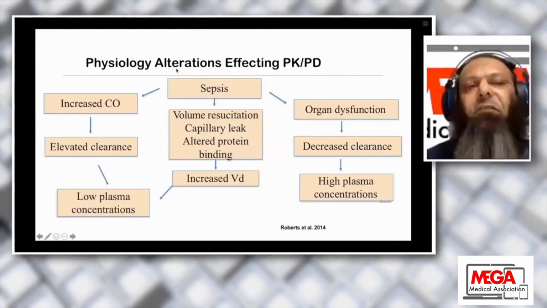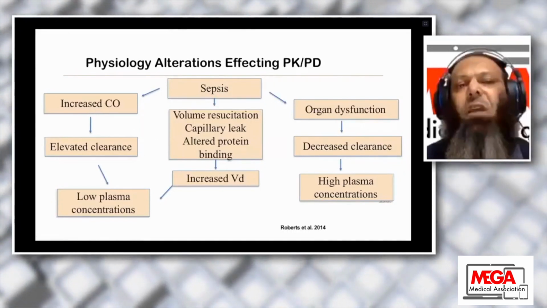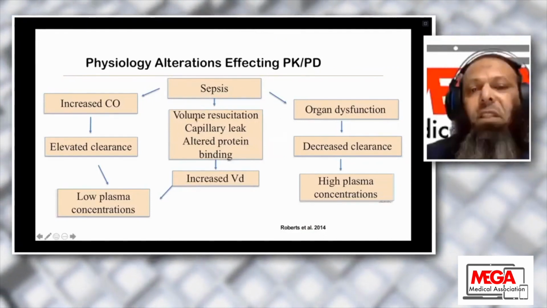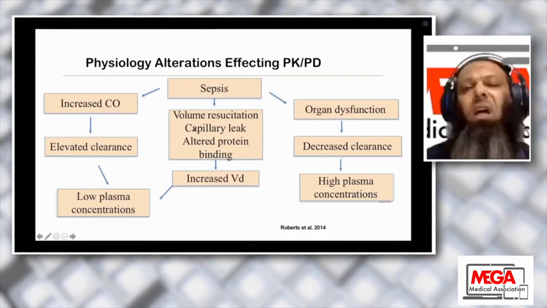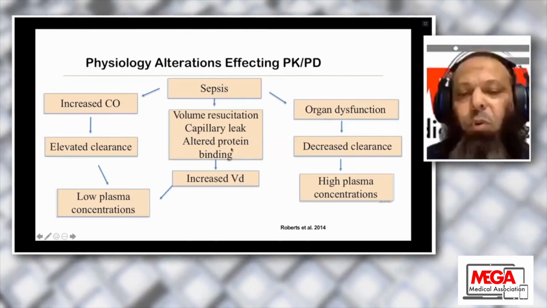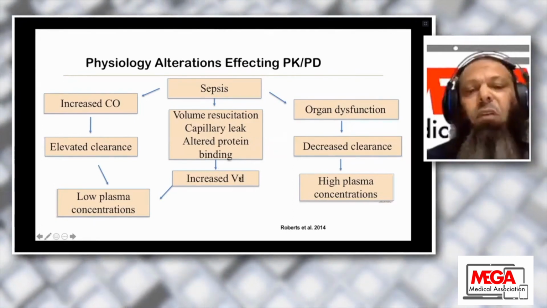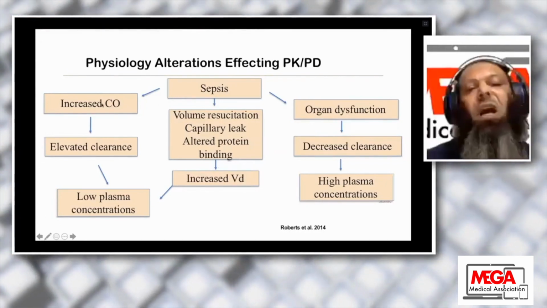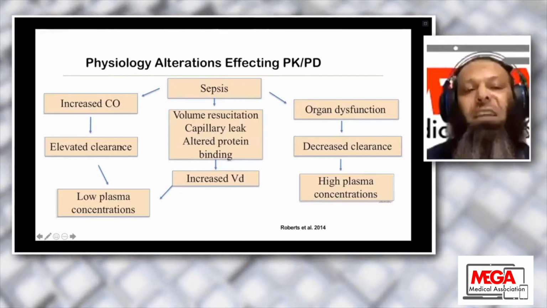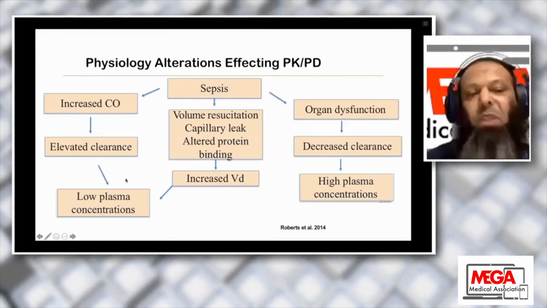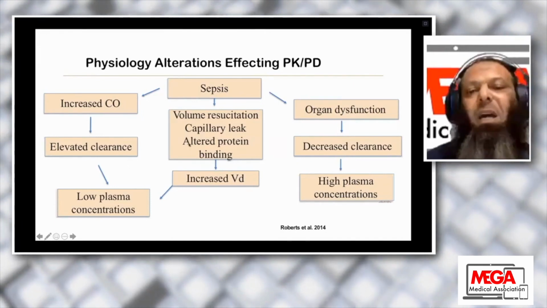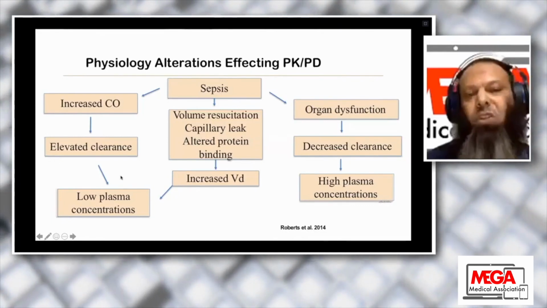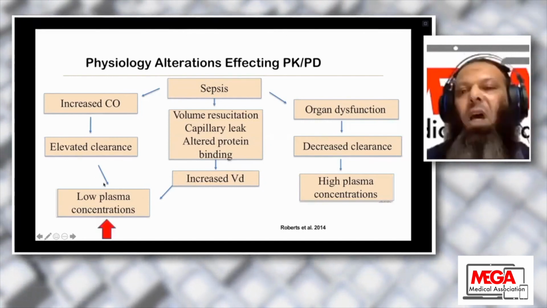Those are usually the physiologic alterations that affect the pharmacokinetics and pharmacodynamics of antibiotics in sepsis. In sepsis, the volume of resuscitation, the capillary leak syndrome, and the hypoalbuminemia lead to increased volume of distribution. Because of the hyperdynamic circulation, we have a high cardiac output status. This elevates the clearance of antibiotics and medications. Combined with the capillary leak, the hypoalbuminemia, and the increased distribution, it will lead to low plasma concentration. So you have to be aware of this.